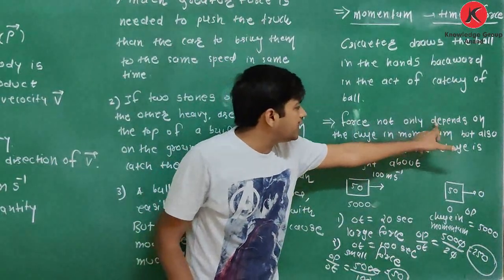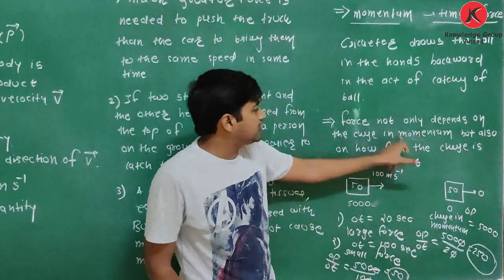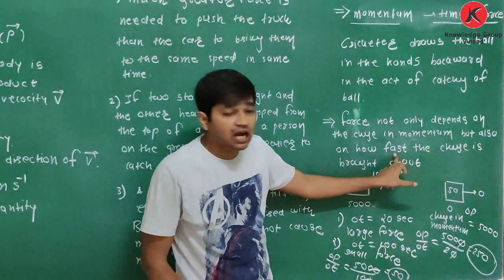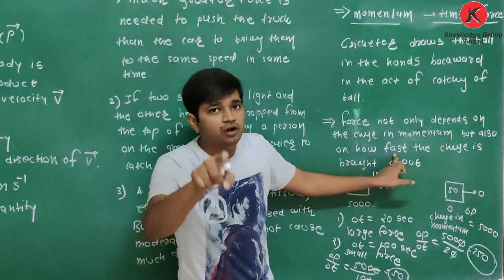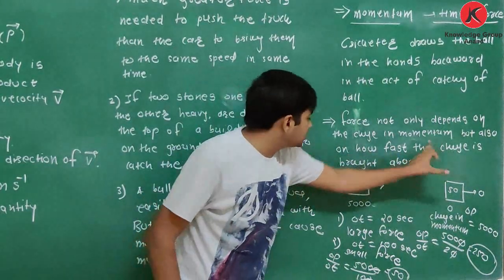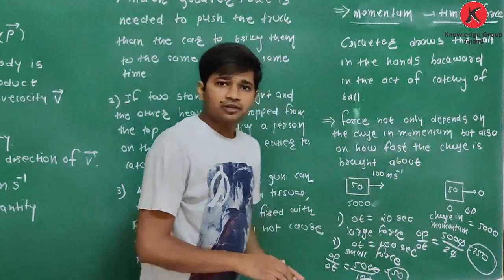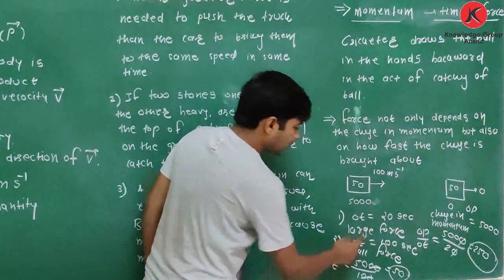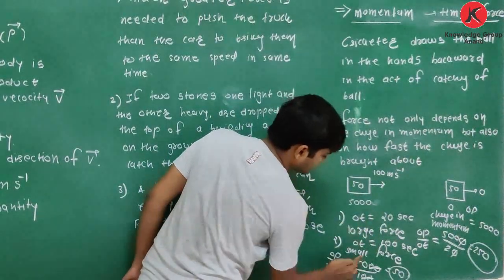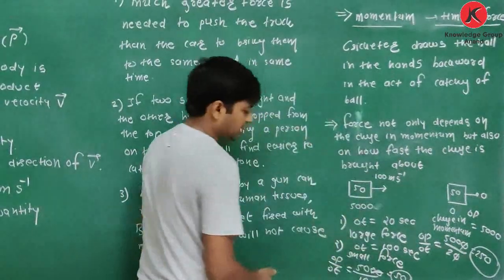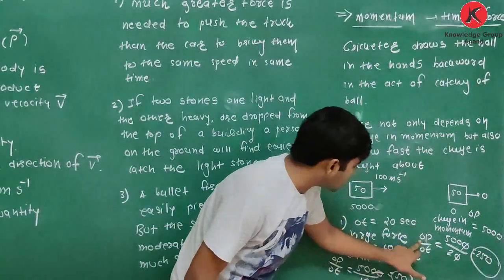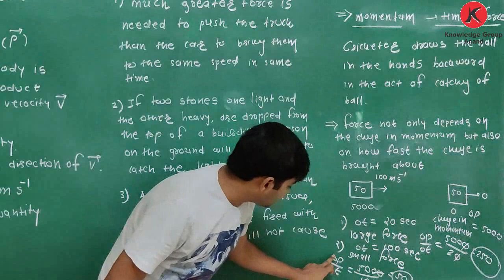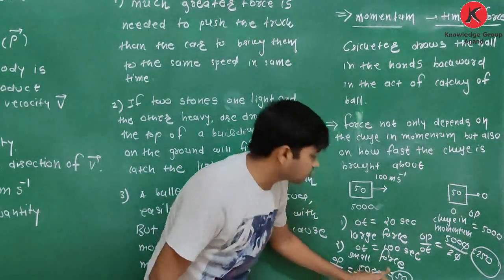So yes, read this statement again. Force not only depends on change in momentum, but also on how fast. How fast means rate of time, how fast the change is brought about. In both cases, change of momentum is the same, but the time is different. Here it takes 20 seconds, here it takes 100 seconds. So see here, what is delta p upon delta t? 250, large force. Here delta p upon delta t is 50, small force.